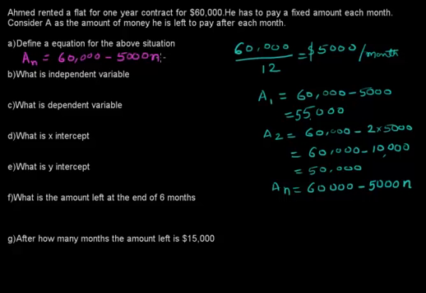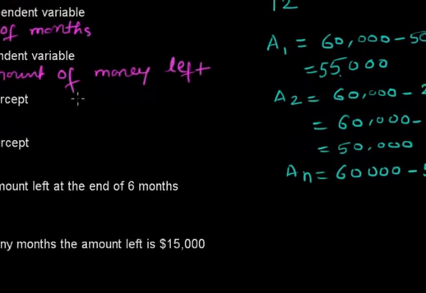What is the independent variable in this case? Of course, the number of months, because this is generating the right hand side of the equation. That is why we can say n, which is the number of months in a year, is the independent variable. What is the dependent variable? A_n, of course, the amount of money. This function is created by n, so A_n is the dependent variable, which is the amount of money left at the end of each month.